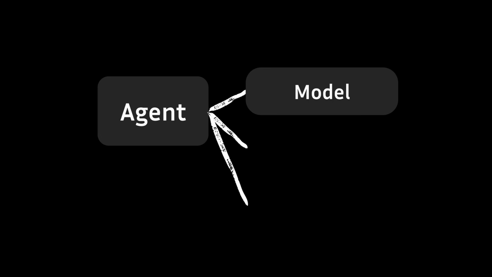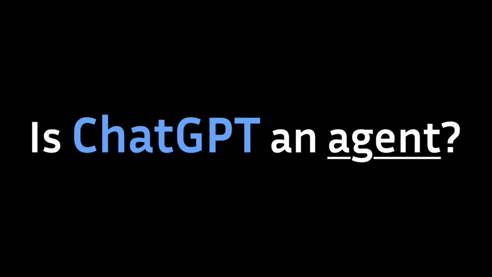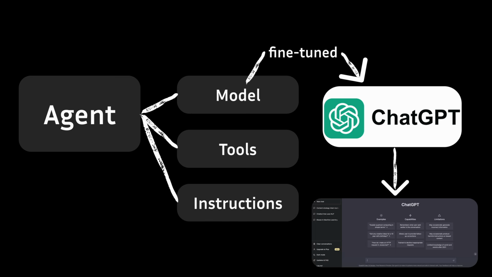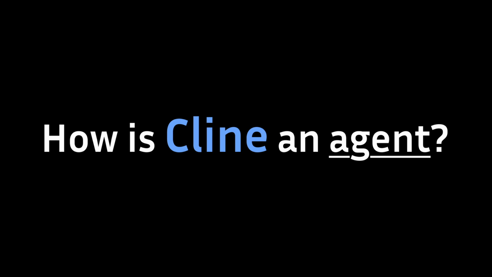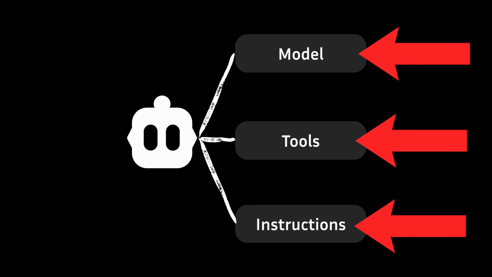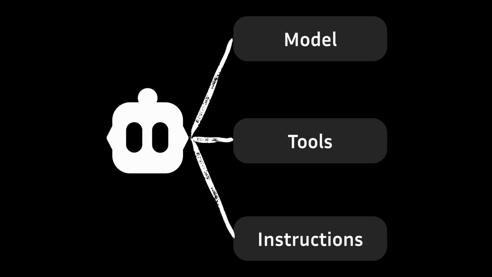An agent is made up of three building blocks: model, tools, and instructions. You might wonder, is ChatGPT an agent? Not quite. ChatGPT is a fine-tuned model meant to be used in a chat application. So if that's true, how is Cline an agent? Cline is an agent because it uses these three building blocks to generate code. So let's look at how Cline uses each of them, starting with the model.